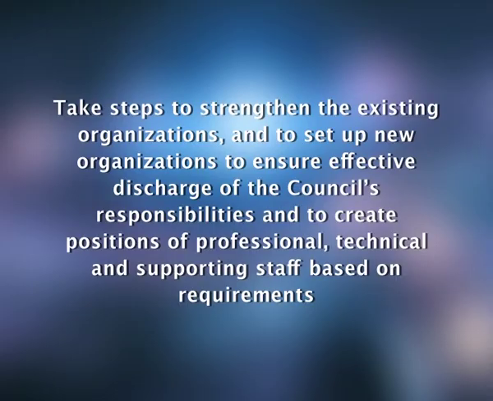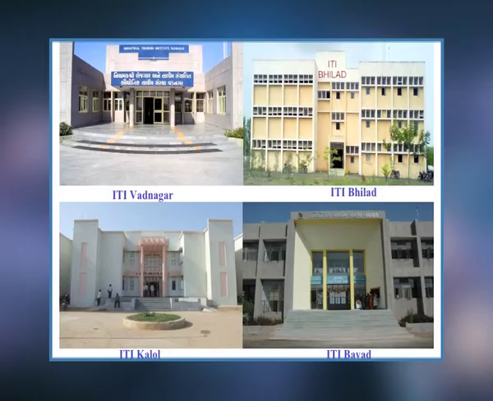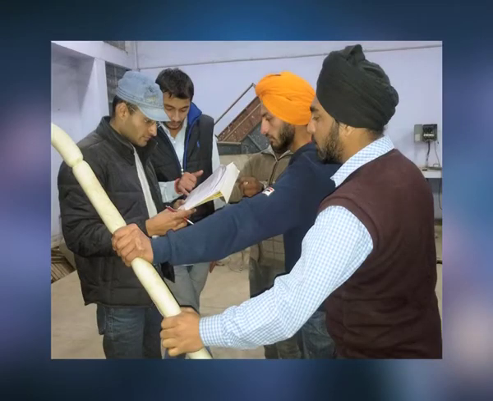Thirteenth, it takes steps to strengthen the existing organization and to set up new organizations to ensure effective discharge of the Council's responsibilities and to create positions of professional, technical and supporting staff based on requirements. Fourteenth, it can declare technical institutions at various levels and types offering courses in technical education fit to receive grants. Fifteenth, it can advise the Commission for declaring any institution imparting technical education as a deemed university. Sixteenth, it can inspect or cause to inspect any technical institutions.